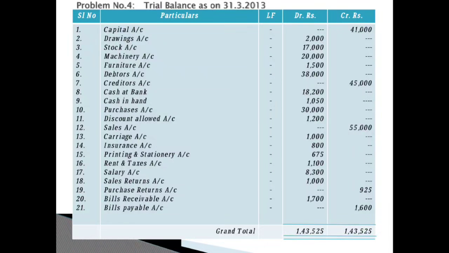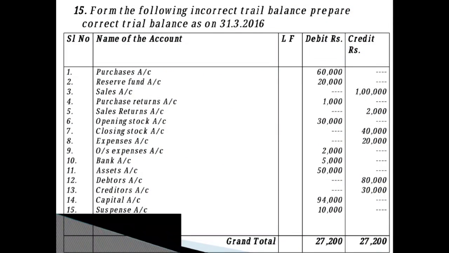Now, after recording all the transactions with the respective balances, we'll get a grand total of 1,43,525 on both sides. Both sides you should get the same, and only then is the trial balance you have prepared correct. Okay, so if you have any doubt you can get it clarified.